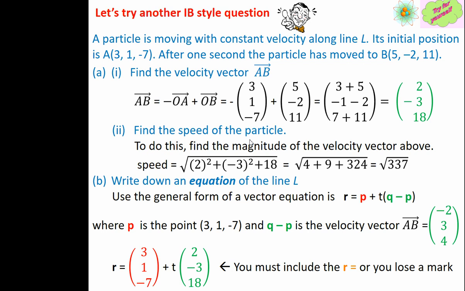Find the speed of the particle. To do this, remember speed is the magnitude of the velocity vector. So just find the magnitude of the velocity vector using Pythagoras, and you get that.